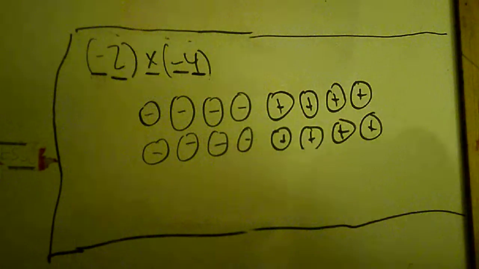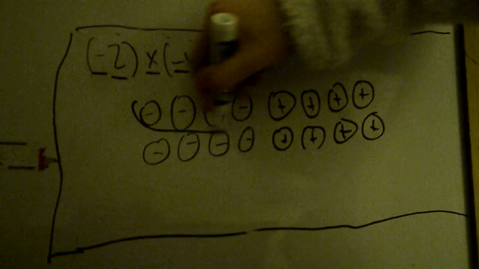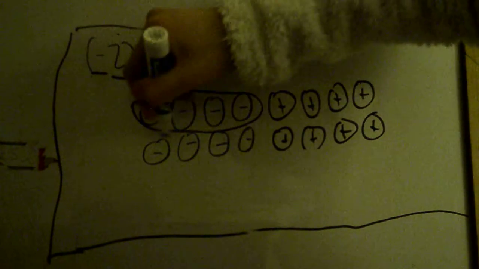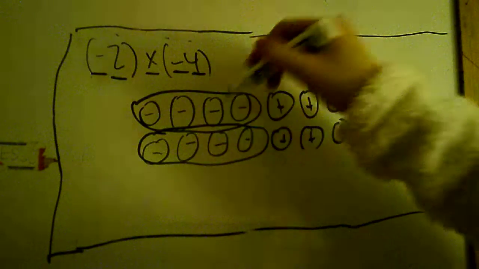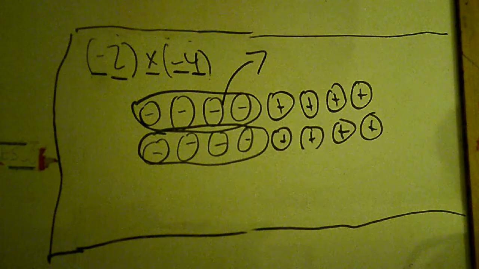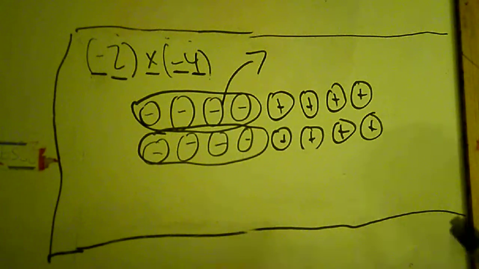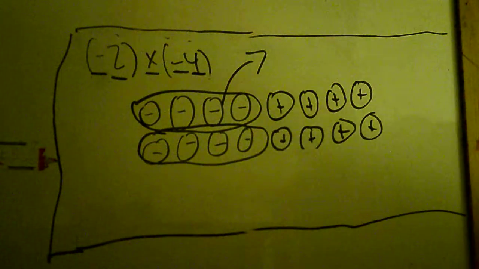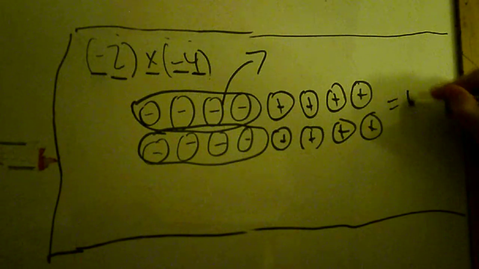So I need to take 2 groups, 1, 2, of negative 4, and remove them. Now what I have left is positive 8.